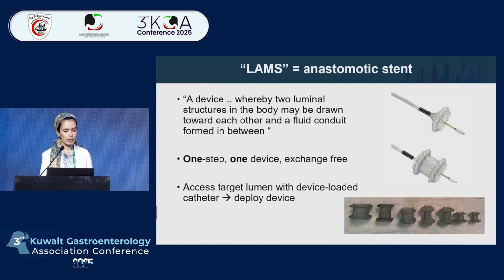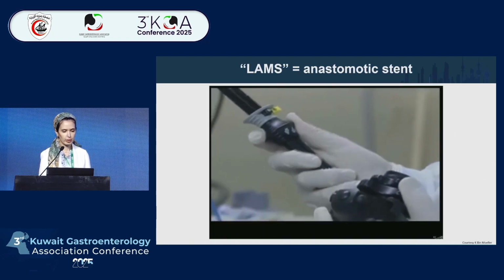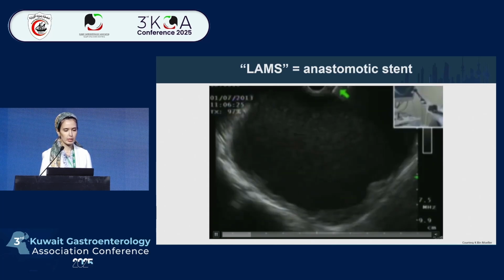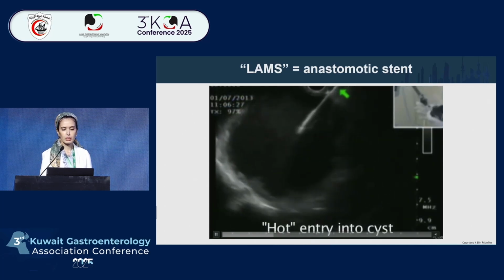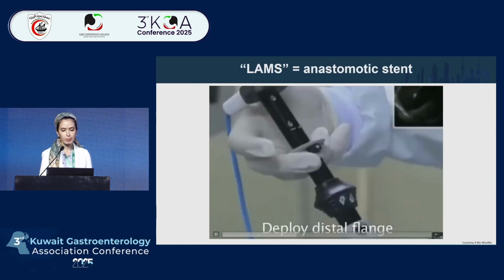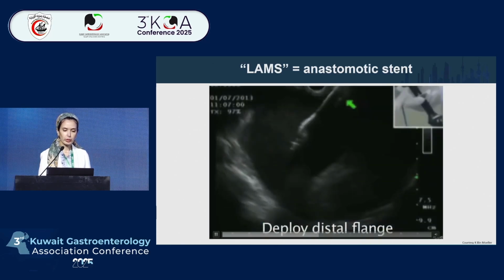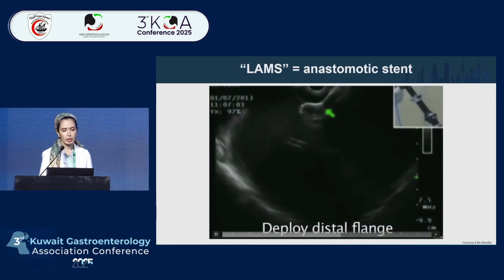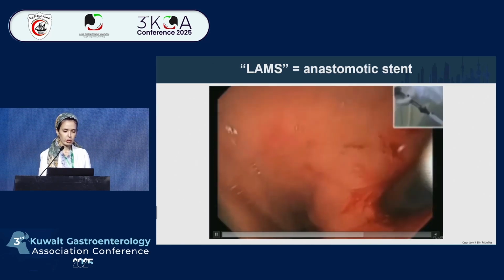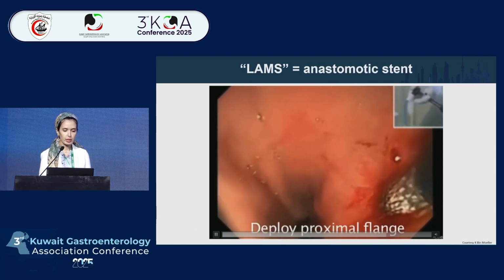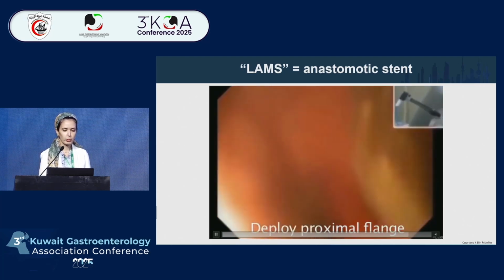You can see here the stents come in all shapes and sizes. And this is just an example of deploying a stent. So here you can see this is the catheter that we use. Of course, it's performed under EUS guidance. We deploy the two flanges. There's a distal flange, and then there's a proximal flange. And it's shaped like a dumbbell, so it holds in place pretty well.